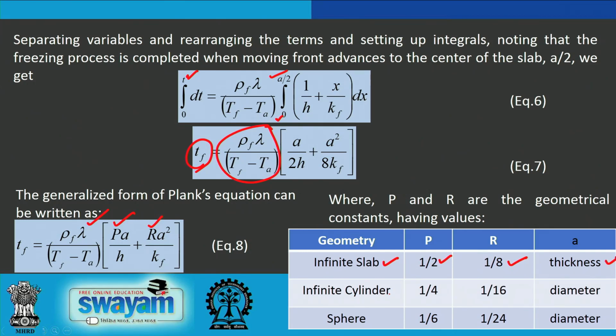Similarly, for the infinite cylinder, the value of P is 1 by 4 and R is 1 by 16, and A represents the diameter of the cylinder. And similarly, for a sphere, the value is 1 by 6 for the constant P and 1 by 24 for this geometrical constant R, and A represents the diameter of the sphere. So, by assuming these geometrical parameters, we can put them into Planck's equation to get the freezing time.